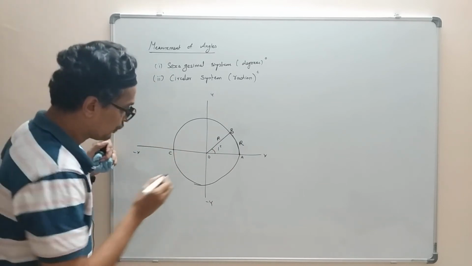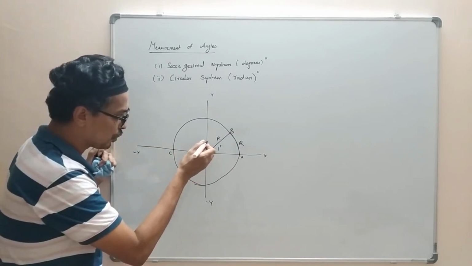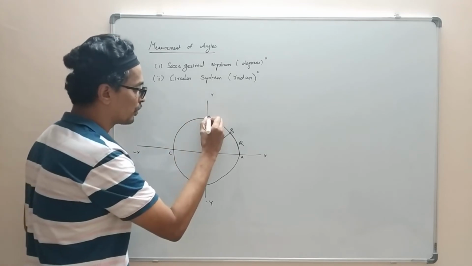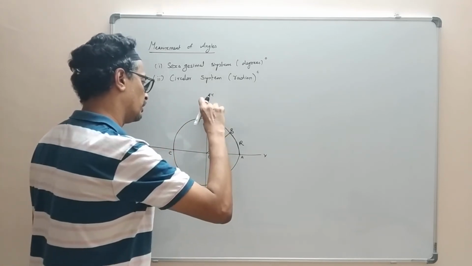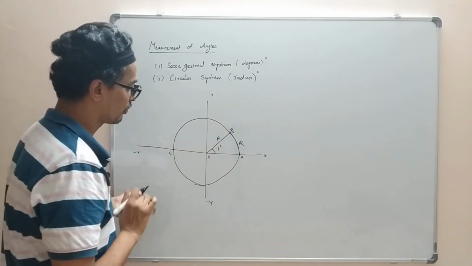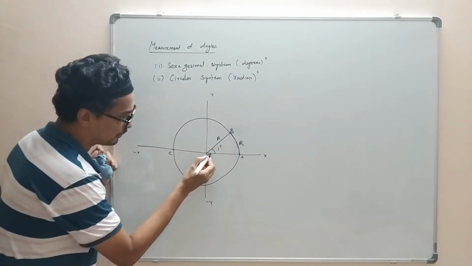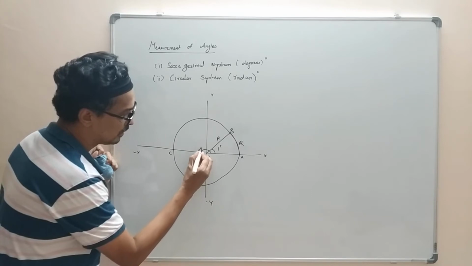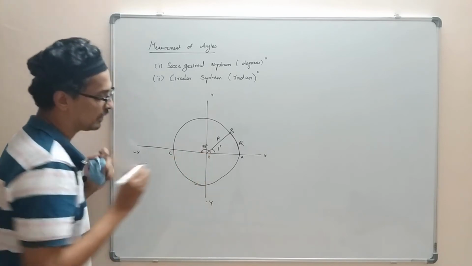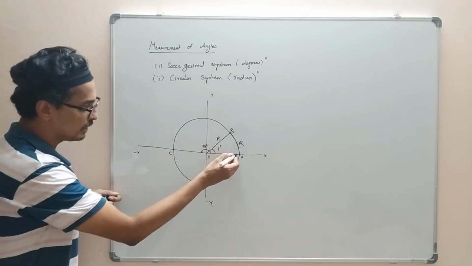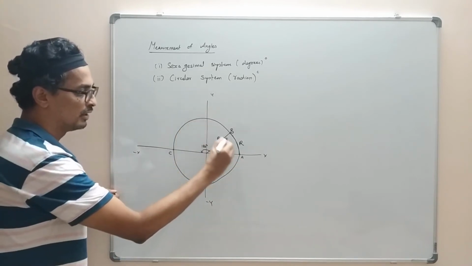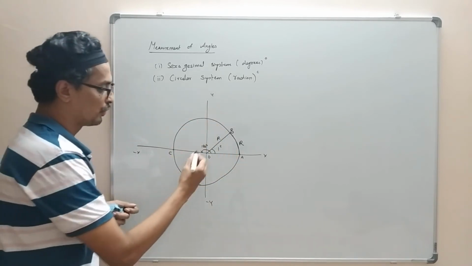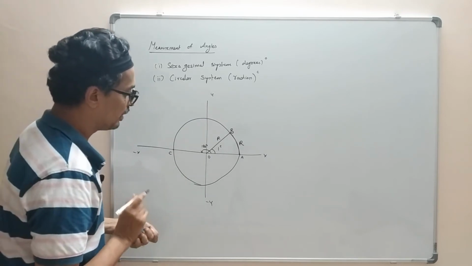What is the measurement of this whole angle? 180 degrees. Correct. And what is the length of the arc corresponding to this 180 degrees? Pi r. Correct.